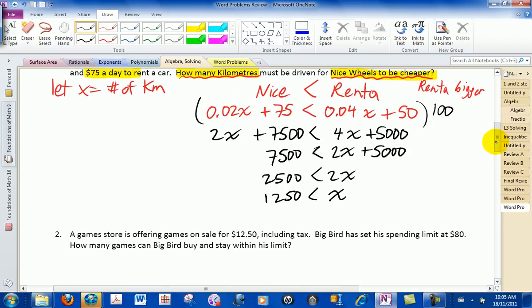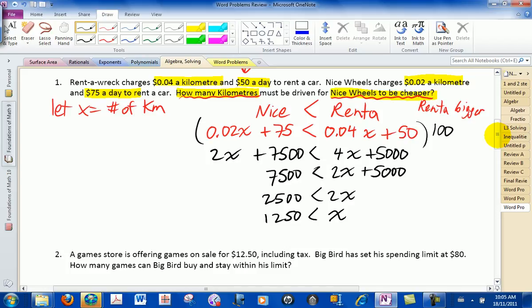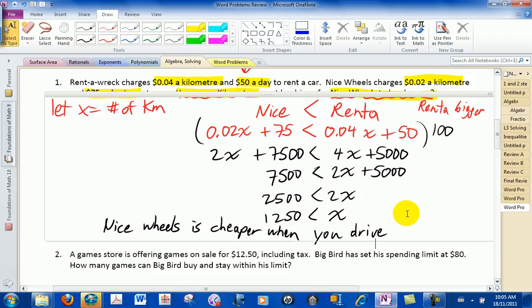So did you get that? X is greater than 1250. Okay, so now we have to go back and answer the question. When will Nice Wheels be cheaper? Okay. So Nice Wheels is cheaper when... now I gave you a really simplified example yesterday. But now we're going to focus on the English a little bit more. So what do you think, when you drive how many kilometers?